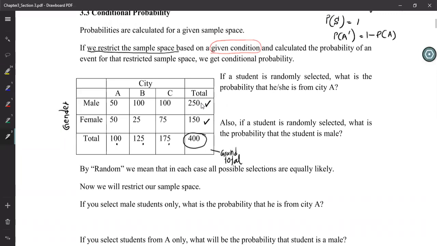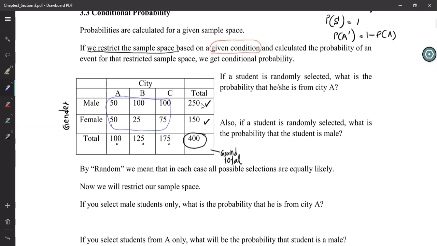Now if you add these 6 cells, you get 400 again, right? If you add these 6 cells, you get 400 again. Is that clear to all of you?